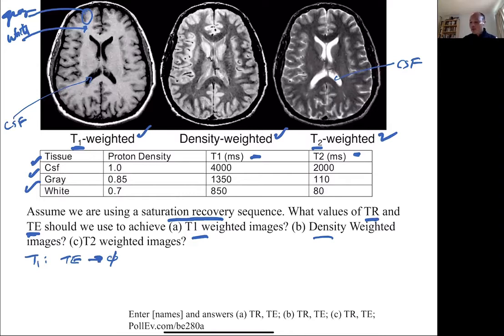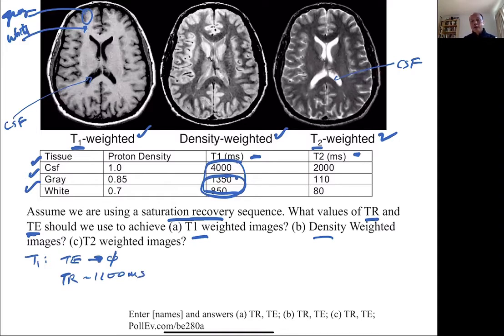Then the only other choice is TR. In this case, there are 3 different T1s to pick from, but you notice 2 of them are fairly close together. So we probably want to take the average of those 2. They are spaced 500 milliseconds apart, so we had 250. So a TR of about 1100 would be good. That's the average of the gray and white.